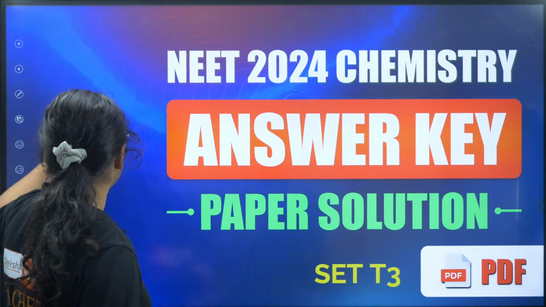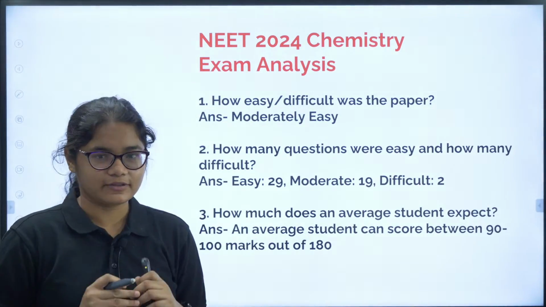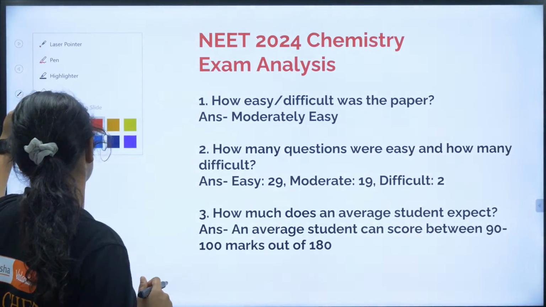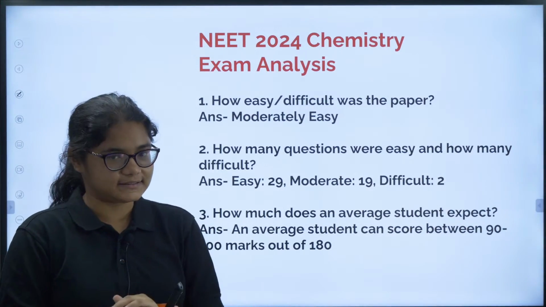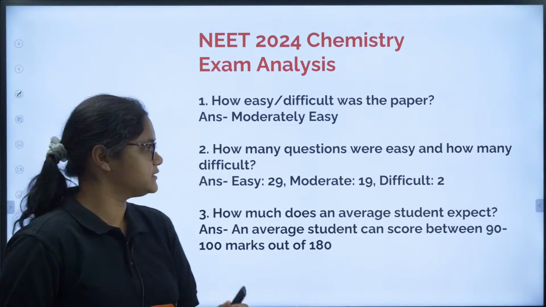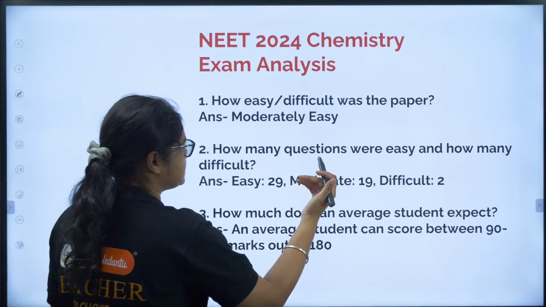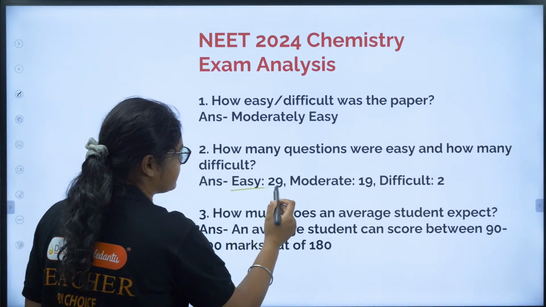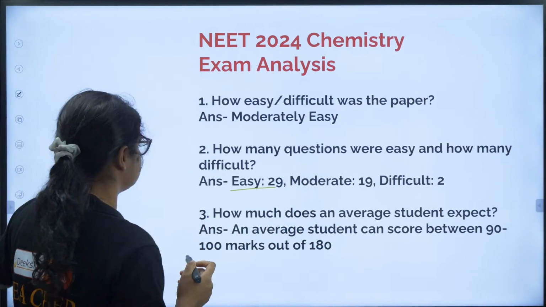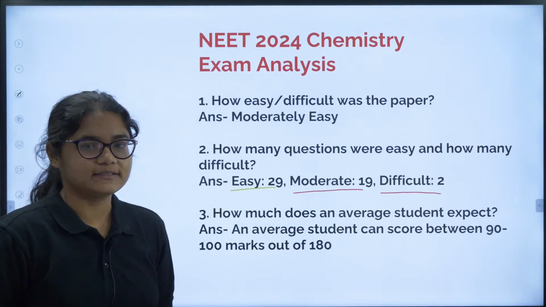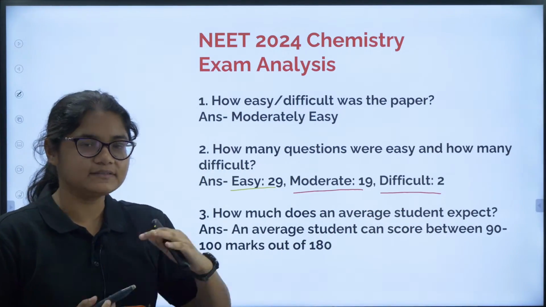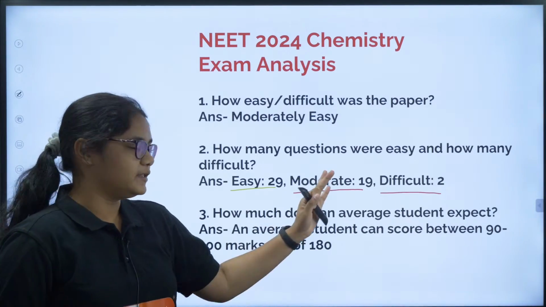So first let us check, we have a brief analysis of the paper. So how was the paper, what was the difficulty level? So I will consider the paper was moderate to easy level. There were not many difficult questions. So if you find the number of easy, moderate and difficult questions, I'll be telling there were like 29 easy questions and moderate was around 19, and I can say like hardly 2 questions were there which were a little difficult, means calculation was a little lengthy in these 2 questions.